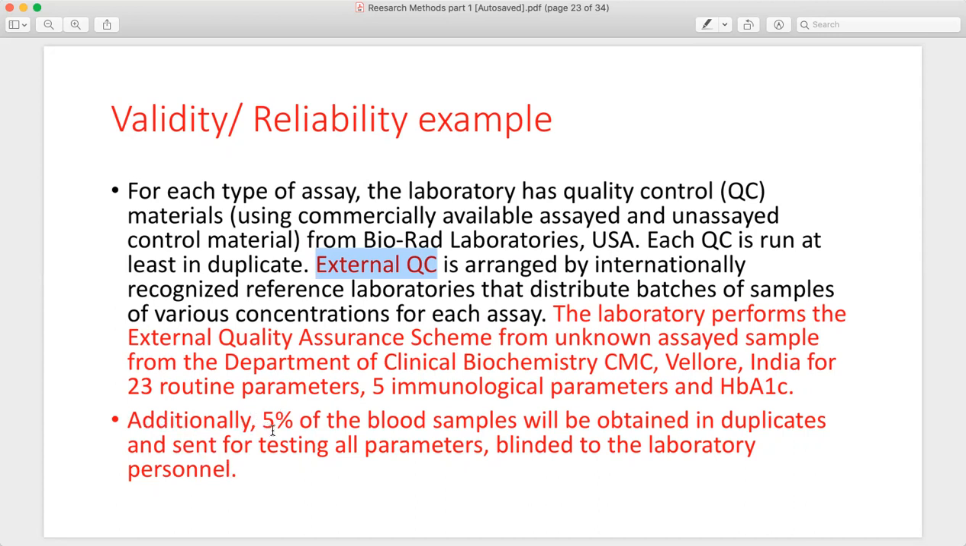We additionally collected 5% of the blood samples in duplicates and then sent them for testing of all parameters, blinded to the laboratory personnel. Then we later compared those blood samples, and actually the correlation was very good in this lab.